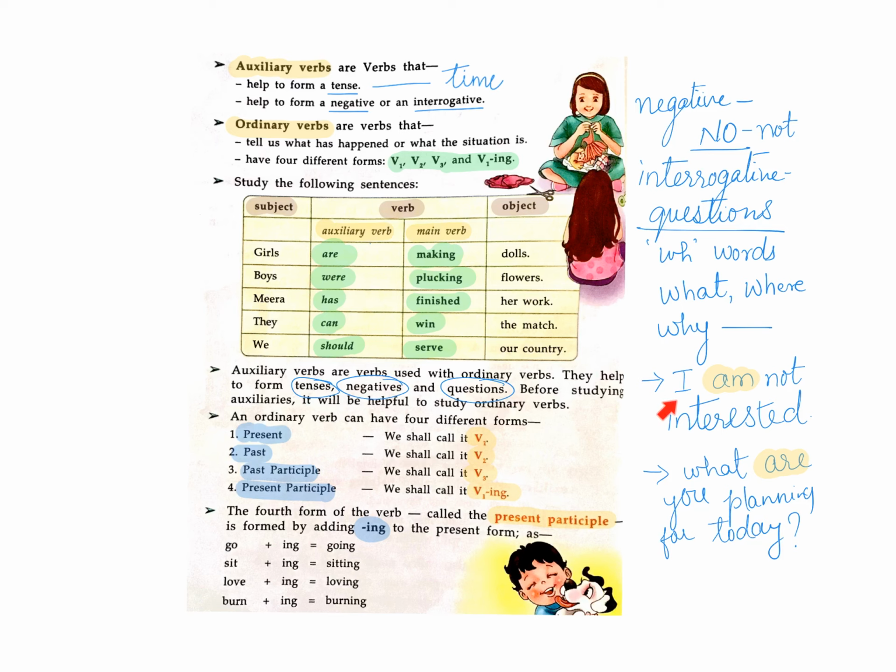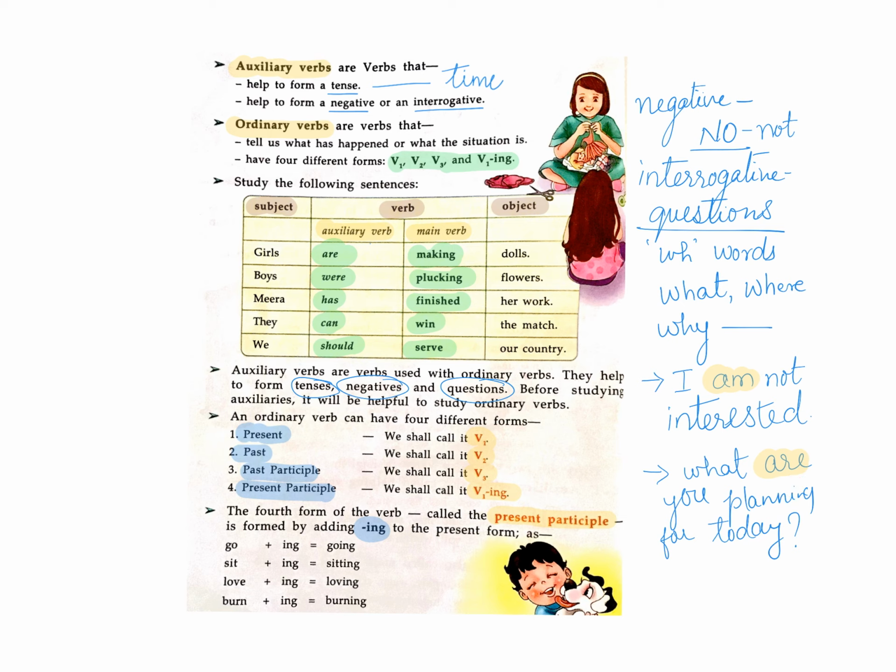The first one, I am not interested. Here, am is showing the helping verb as given below. The next is, what are you planning for today? This form of a sentence is a question sentence. Here, are is the helping verb.